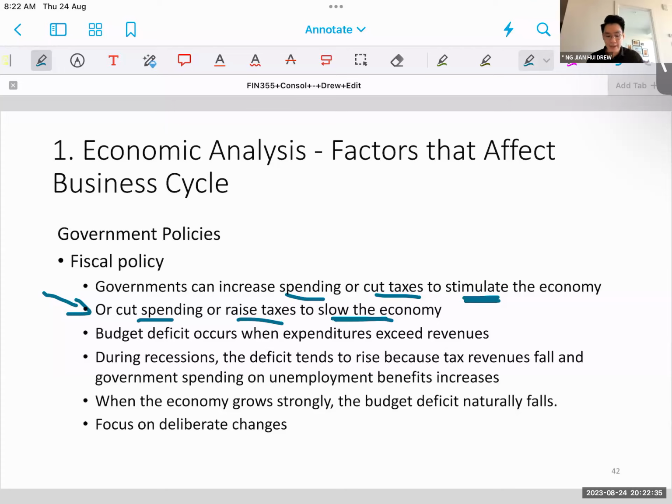All right, but that can be done. If we raise tax and cut spending, basically you reduce the amount of money supply, and therefore the economy is slow, right? And when the government increases spending or cuts tax, it stimulates the economy.